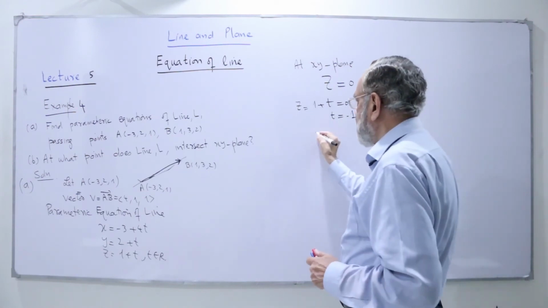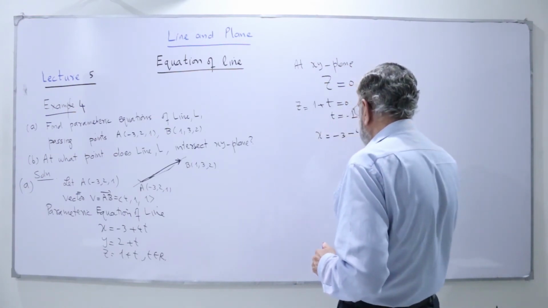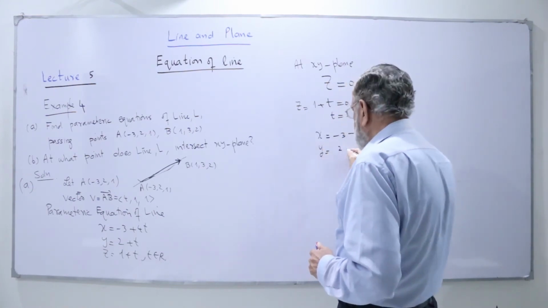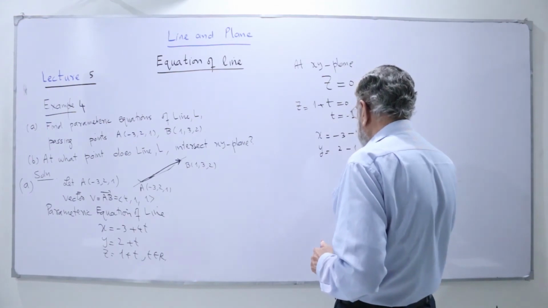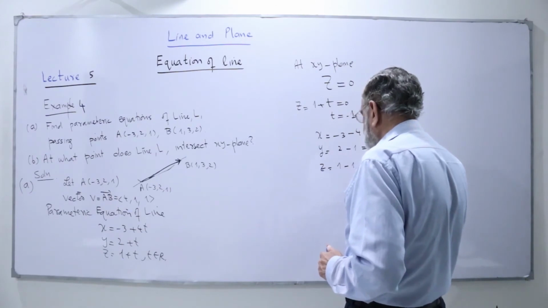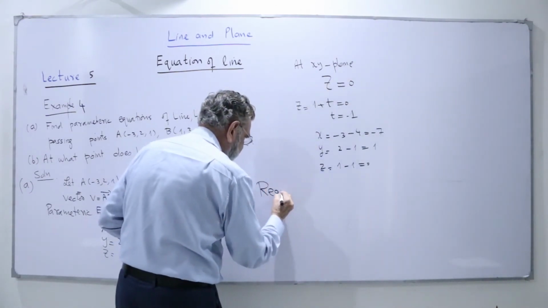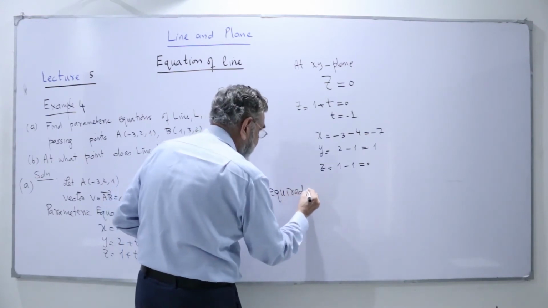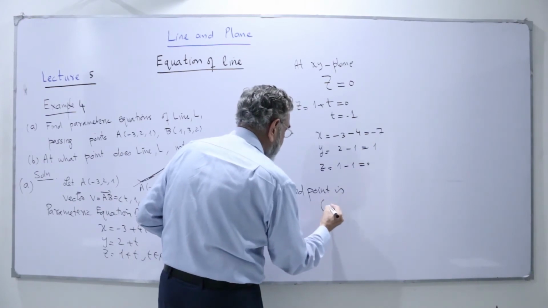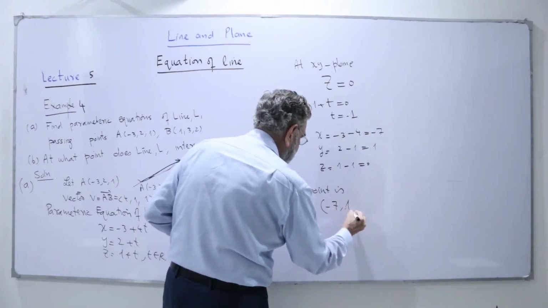So my x is equal to -3 minus 4, which is -7. My y is equal to 2 minus 1, which is 1, and my z is equal to 1 minus 1, which is 0. So the required point is -7, 1, and 0.